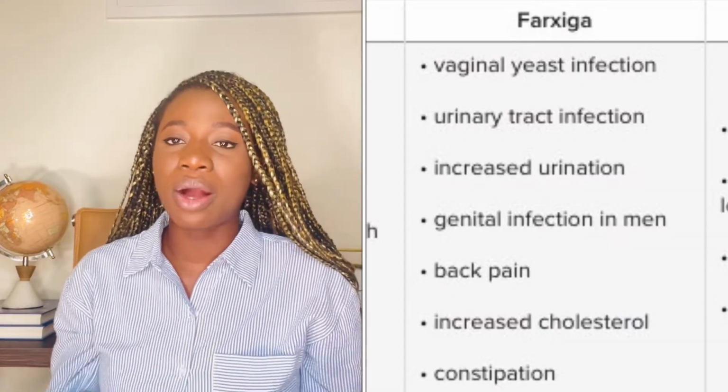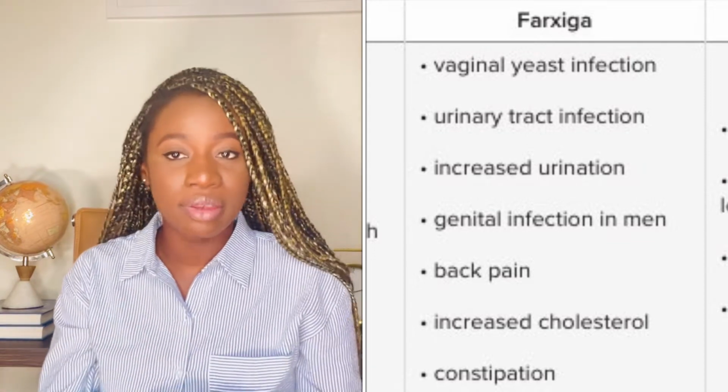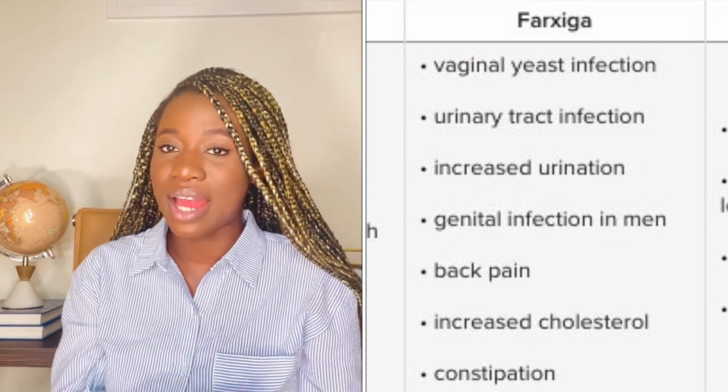So what are some of the side effects that you need to know about this medication? Some of the common side effects is urinary tract infection. Because of the way the medication works, it can cause some patients to have more recurring or consistent urinary tract infection. And if this becomes an issue, make sure you're raising that concern to your doctor. That way they can switch you over to another medication that doesn't have that side effect.